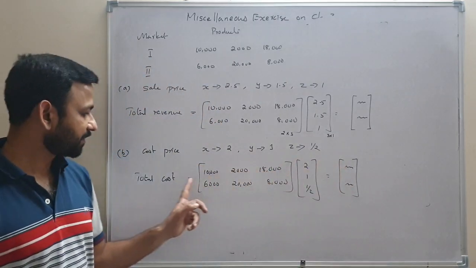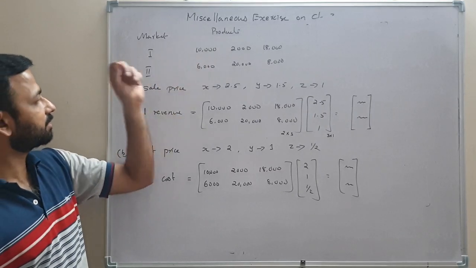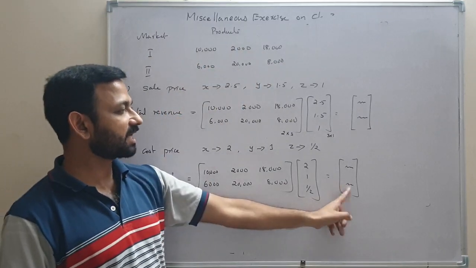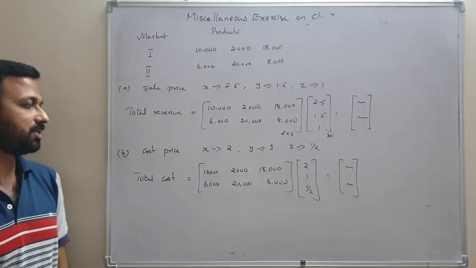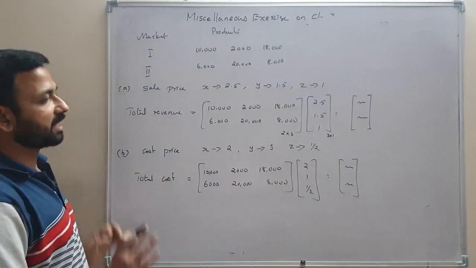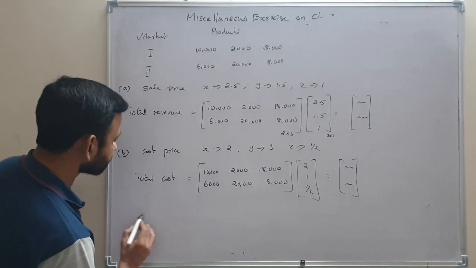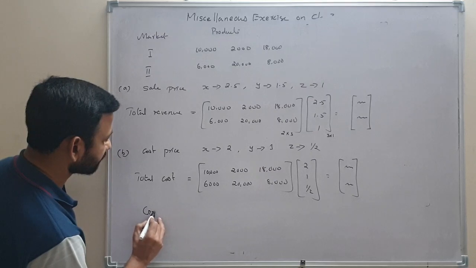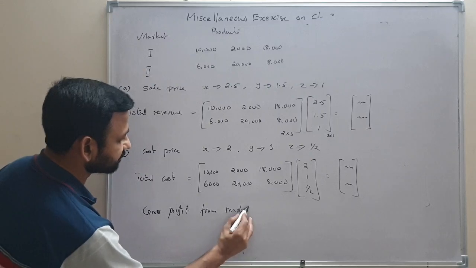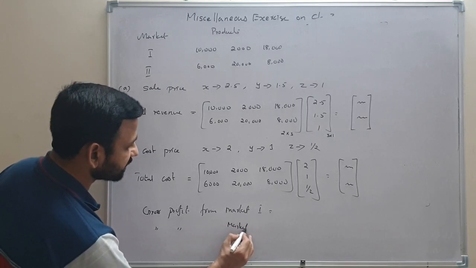The first number is the total cost from market 1, and the second number is the total cost from market 2. So now we will get the total cost from market 1 and the total cost from market 2. In the second part, we need to find the gross profit from market 1 and the gross profit from market 2.